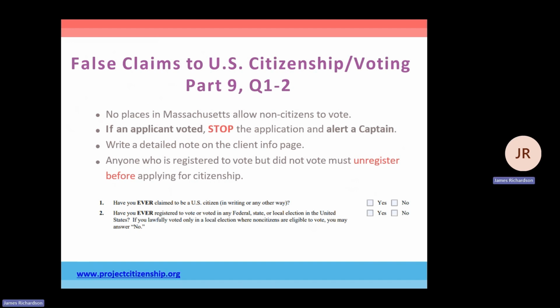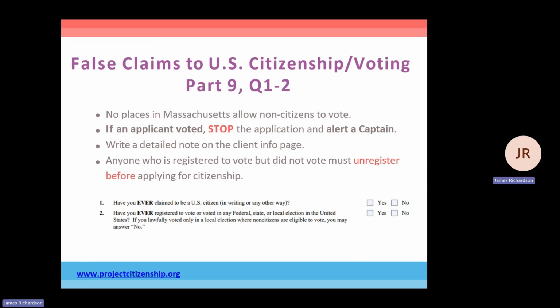So false claims to citizenship, this is a big one. This would be potentially voting. There's no places currently in Mass that allow non-citizens to vote. That could change soon. I think there is a bill maybe working its way through that could change that. But right now there are no places in Mass. So if an applicant has said they voted, stop the application, alert one of us. We can have a conversation with the applicant. Please write a detailed note on the client info page.